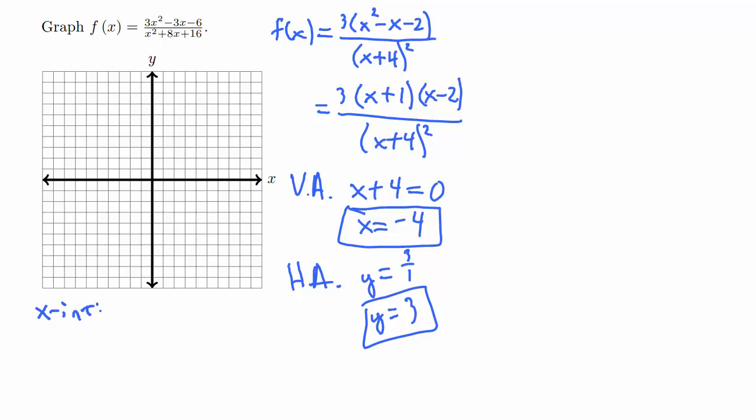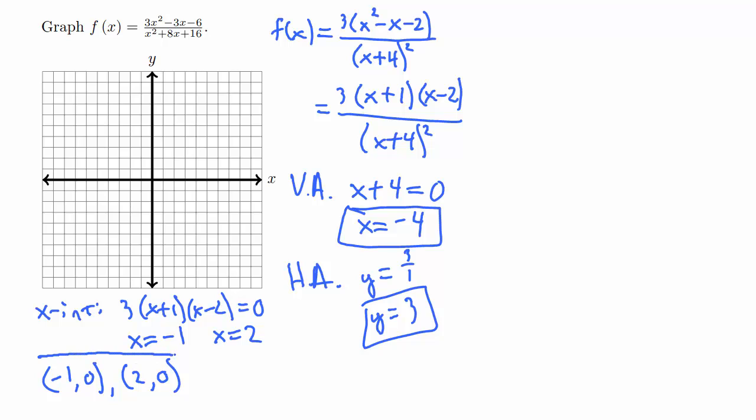Now let's look at any x-intercepts. And the x-intercepts come from the numerator. That's 3 times x plus 1 times x minus 2. And I'm going to set that equal to 0. Now 3 is never equal to 0, so that doesn't really do anything. But the x plus 1 is equal to 0 when x equals negative 1. And x minus 2 is 0 when x equals 2. So we actually have two x-intercepts, negative 1, 0, and 2, 0. So we have those two.